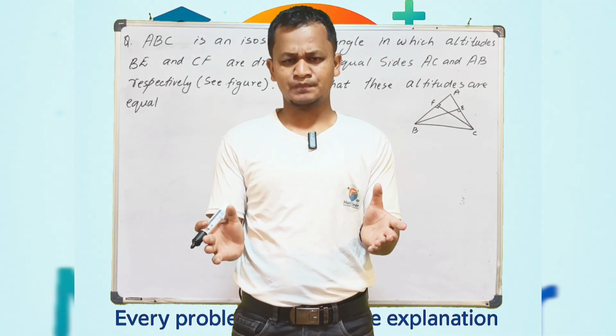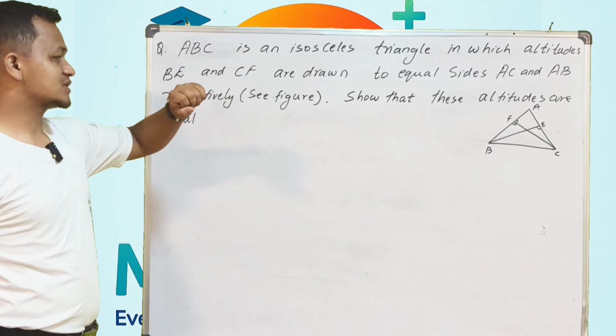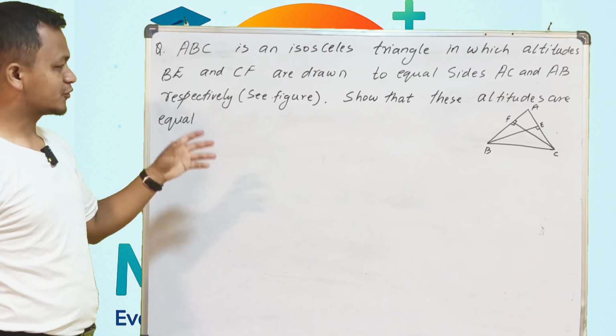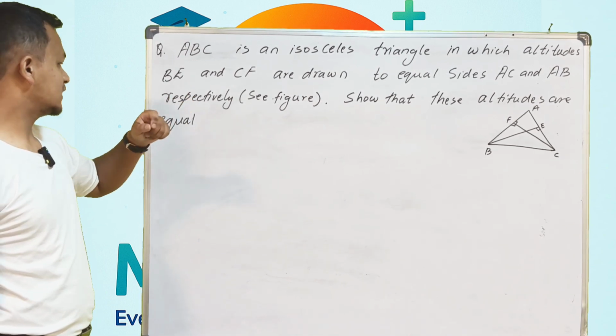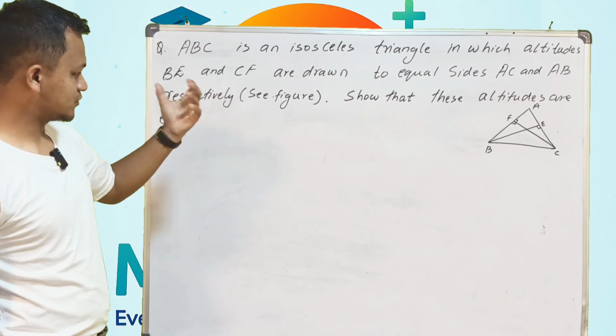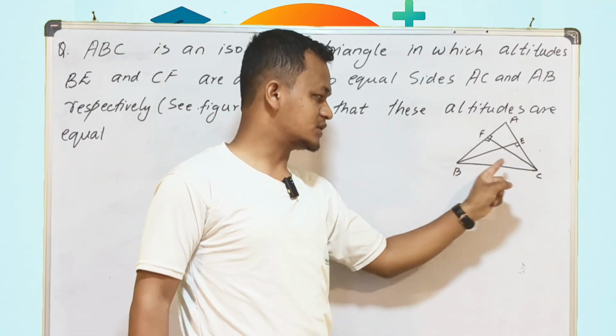If you look at the question, it says that ABC is an isosceles triangle in which altitudes BE and CF are drawn to equal sides AC and AB respectively. Show that these altitudes are equal. So the figure is given. So we have this triangle ABC.